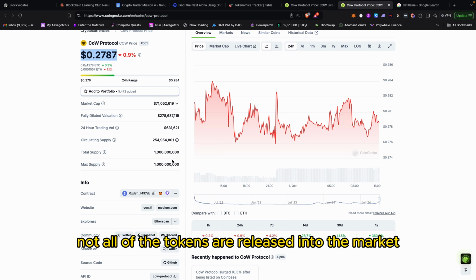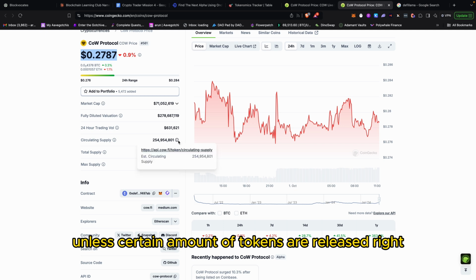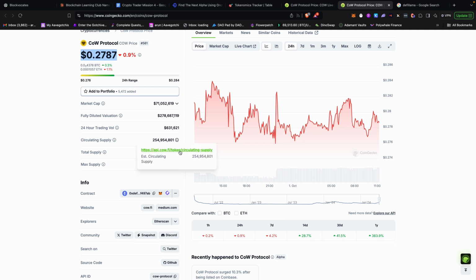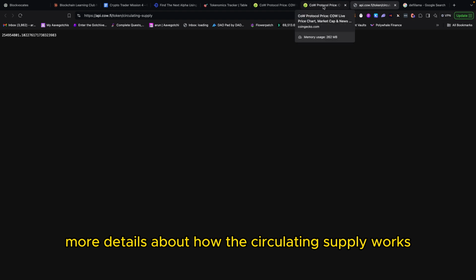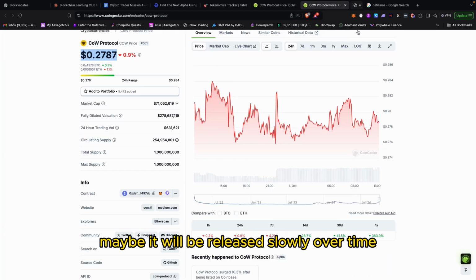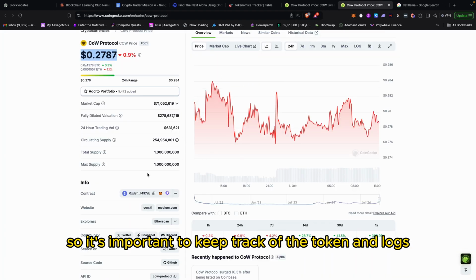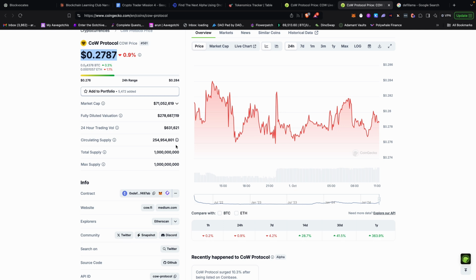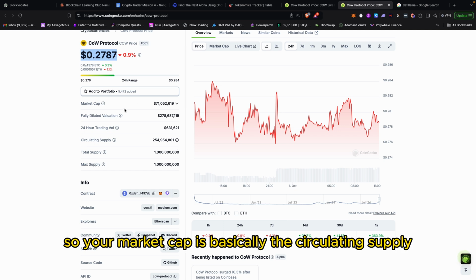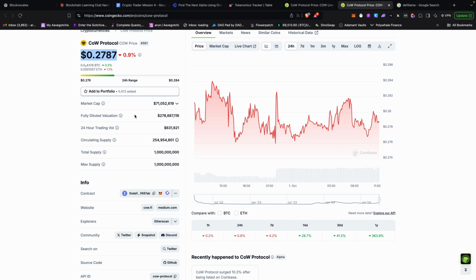Sometimes not all of the tokens are released into the market. Only a certain amount of tokens are released, right? So here you can see they're giving more details about how the circulating supply works. Maybe it will be released slowly over time, so it's important to keep track of the token unlocks and when tokens are being released into the market. So your market cap is basically the circulating supply multiplied by the current price. That gives you the market cap.